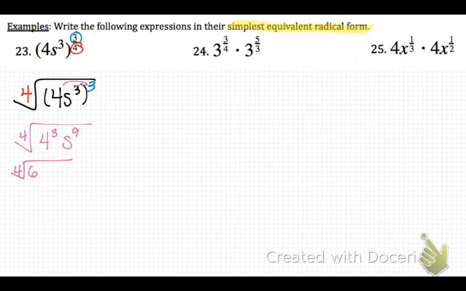I heard you. Okay, get out your special powers paper if you need to. You'll be using them today. Okay, now this is an equivalent radical form. However, it's not fully simplified. I can break 64 down, and I can also break s to the ninth down.